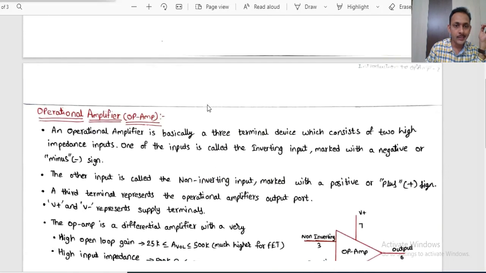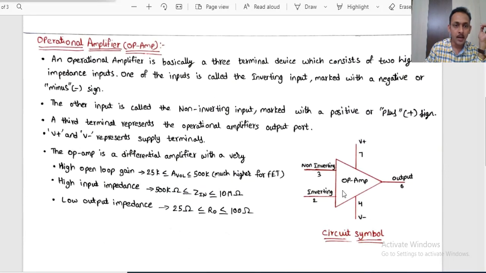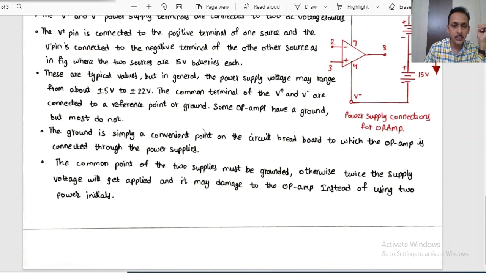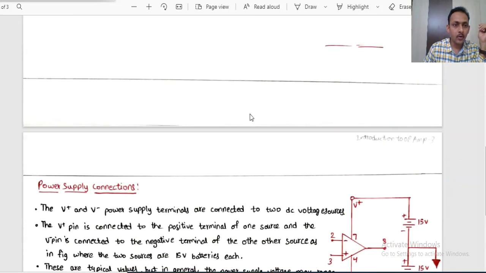And also we will discuss its circuit symbol and its high open loop gain, input impedance and output impedance, and also we will see its power supply connection with respect to the different pins we are having out of 8 pins. What are the different pins we are having, and how should this connection be? All those things we will discuss in this video, right?